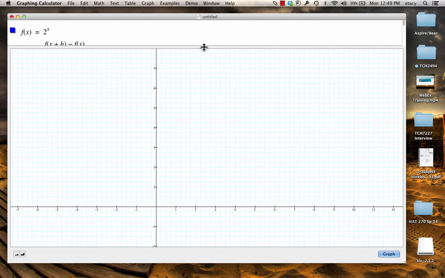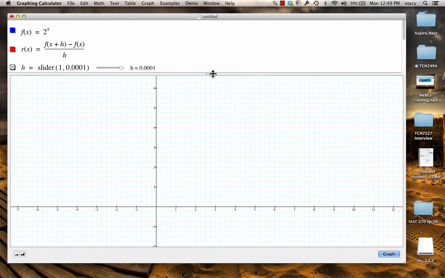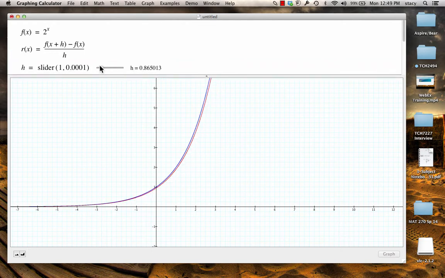So what you can do is type in the definition for the rate of change function, more or less as the changes in y's, so f of x plus h minus f of x over the change in x, so over h, and then make h into a slider so that h can be big or small. And so as soon as I clicked on that, it graphed these things for me.